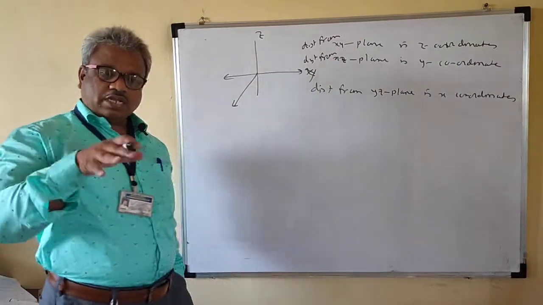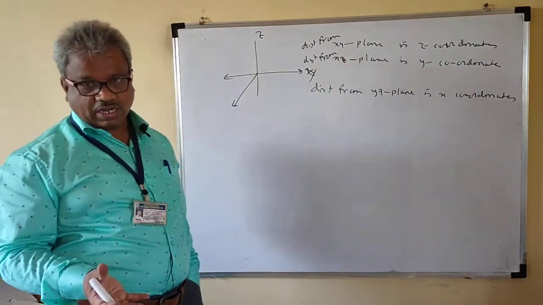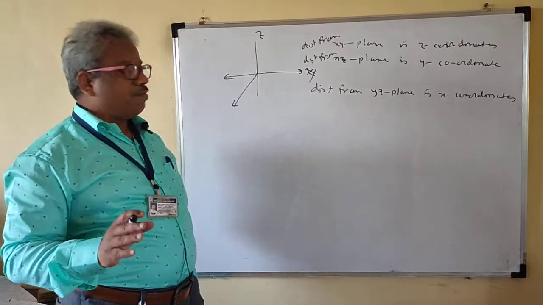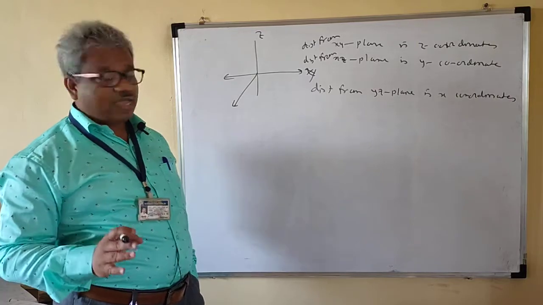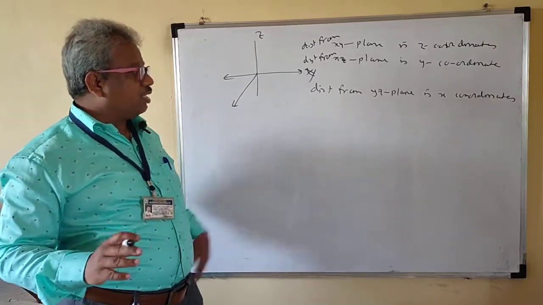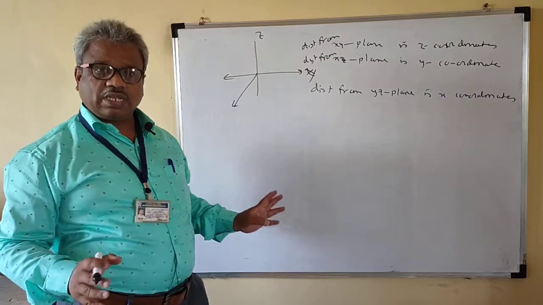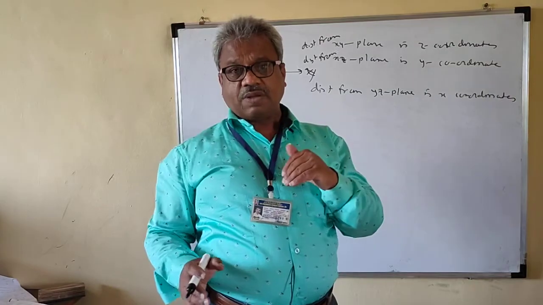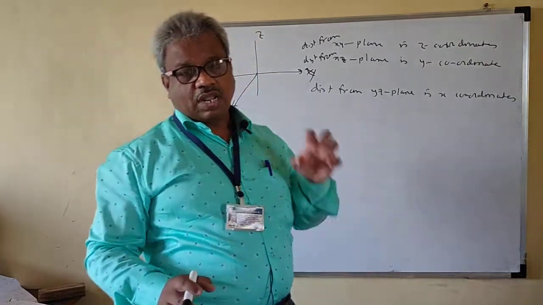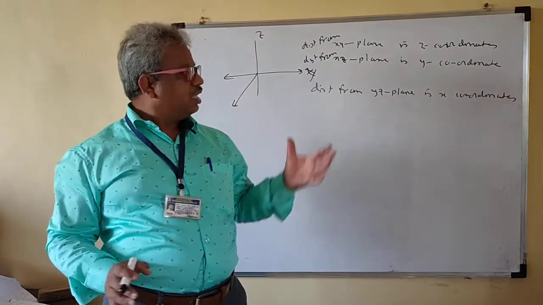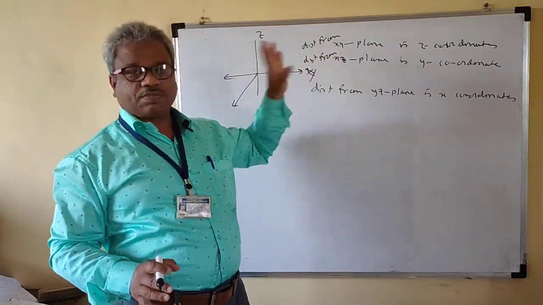The same thing here: the distance from the x axis is nothing but the y coordinate. This is the perpendicular noted. Similarly, in two dimensions, you know that the perpendicular distance of a point from the x axis is nothing but the y coordinate, and the perpendicular distance from the y axis is nothing but the x coordinate of that point. Same thing here in terms of the plane now.